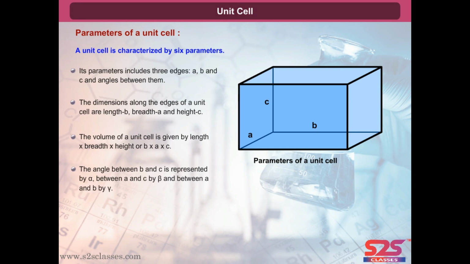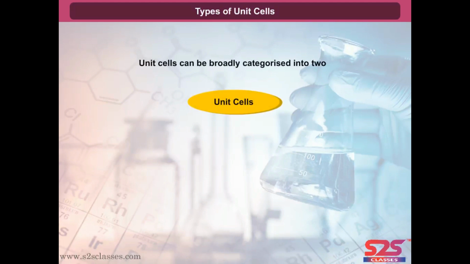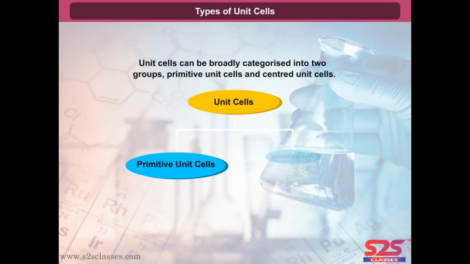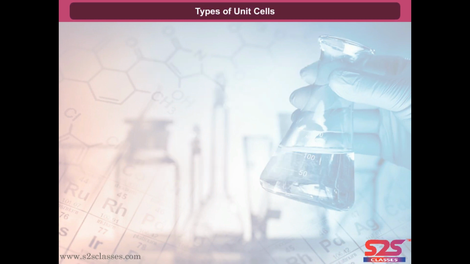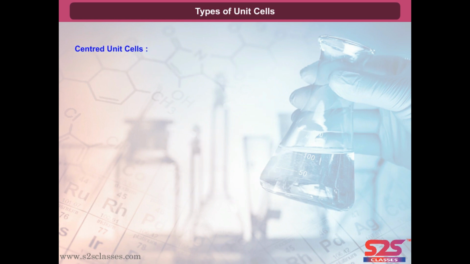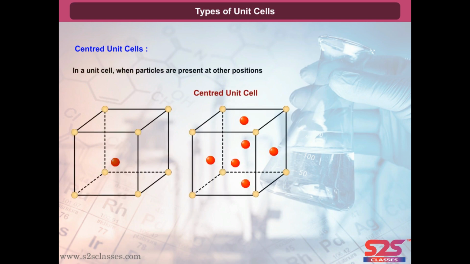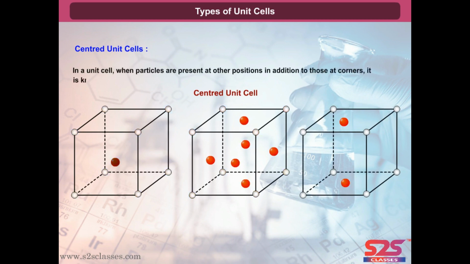The angle between b and c is represented by alpha, between a and c by beta, and between a and b by gamma. Unit cells are categorized into 2 groups: primitive unit cells and centered unit cells. Primitive unit cell: in a unit cell, when particles are present only at the corners, it is known as the primitive unit cell. Centered unit cell: in a unit cell, when particles are present at other positions in addition to those at corners, it is known as the centered unit cell.